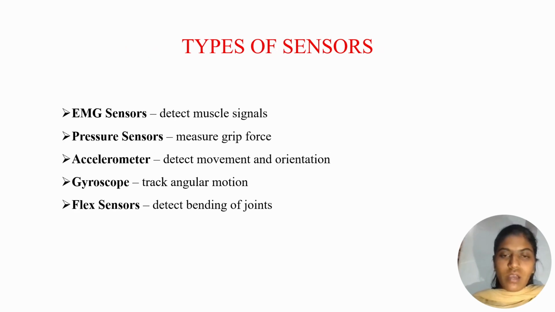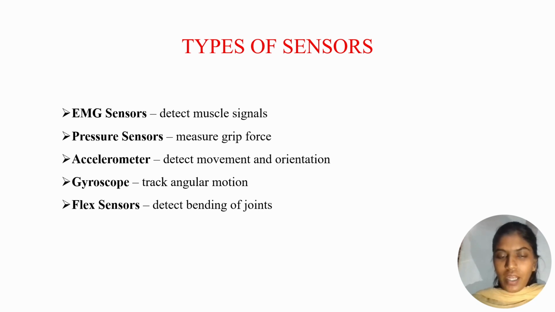What types of sensors are used in this prosthetic limb system? EMG sensors, pressure sensors, accelerometers, gyroscope, and flex sensors. EMG sensors detect the muscle signals, and the pressure sensor measures the grip force. Sometimes we pick up an object, like a water bottle. At that time, how much tightening or pressure we give that object, only then can we measure it, so we are using pressure sensors.